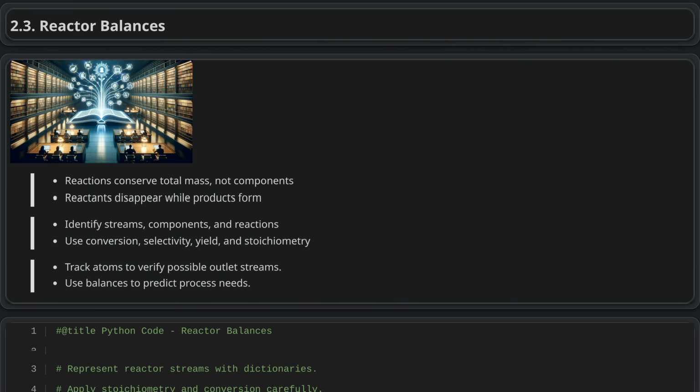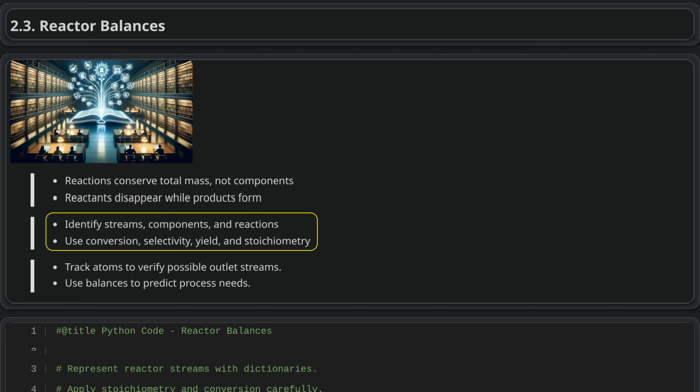Reactor balances. Reactor balances extend mixer and splitter balances by adding chemical reactions. Mixers and splitters do not change chemical identities, but reactors convert reactants into new products by rearranging atoms. Total mass is still conserved, while the amounts of individual chemical species can change, such as when ethylene and water form ethanol. The main idea is to separate overall mass conservation from component changes caused by reaction chemistry.